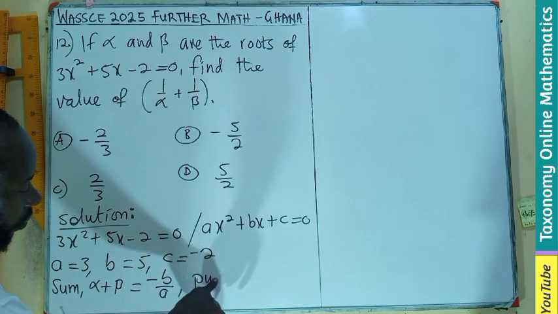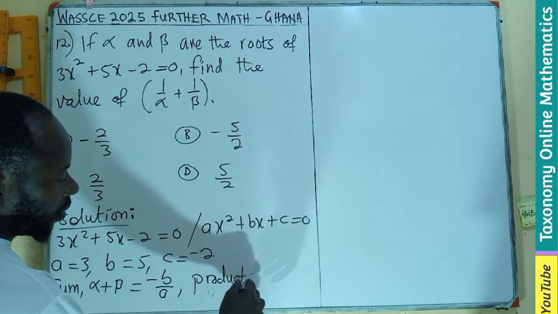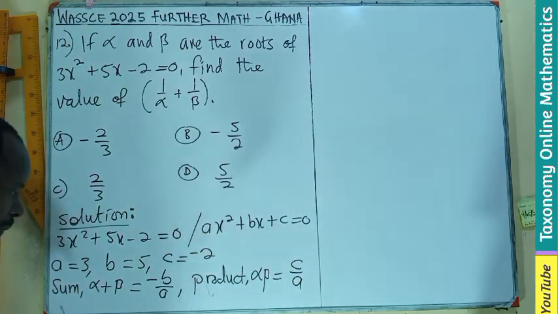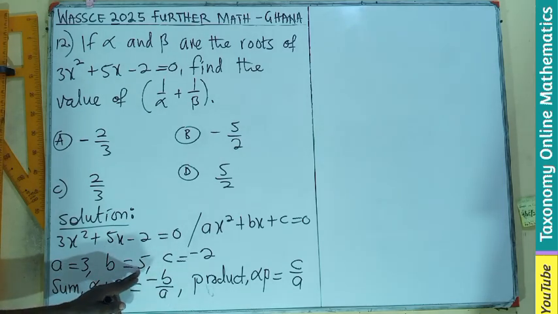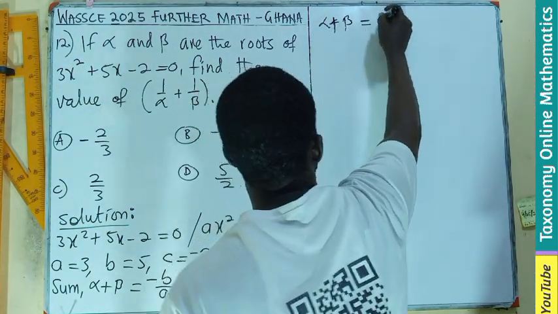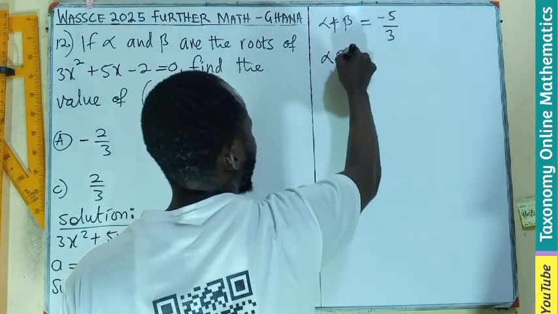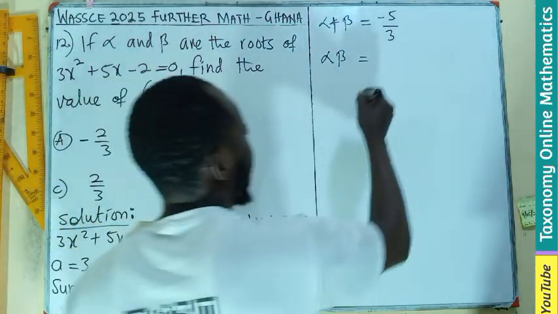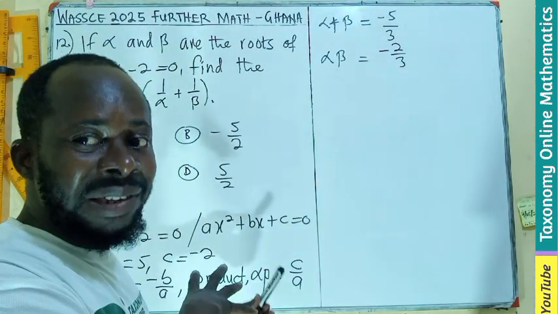Then the product is also going to be alpha times beta, which is going to be c over a. So if I am looking for the sum, minus b over a, meaning minus 5 over 3. So alpha plus beta is just going to be minus 5 over 3. Then alpha times beta is c over a, minus 2 over 3. So that is the sum and the product of that quadratic equation.